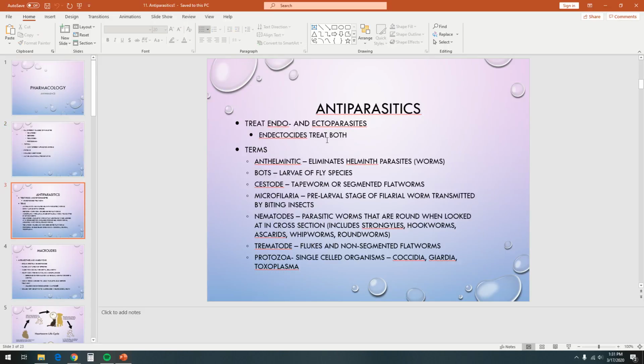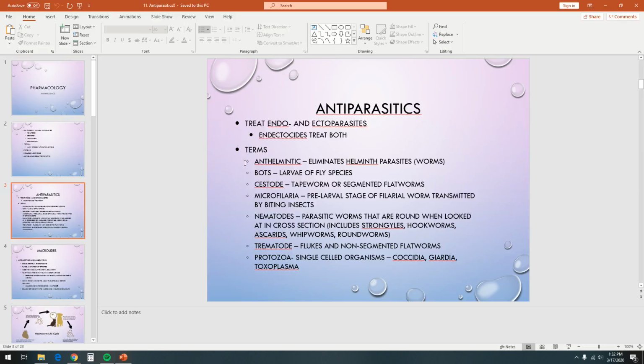So these are going to treat endo and ectoparasites. Not all medication treats both. So endectocides are going to treat both internal and ectoparasites.